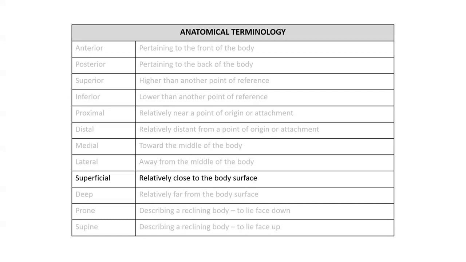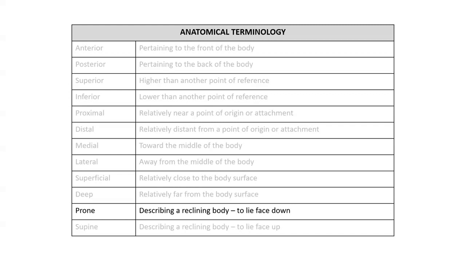Superficial is when something sits relatively closer to the surface of the body. So, for example, your ribs are superficial to your heart and your lungs. And then deep is the opposite to superficial, so relatively far from the body surface. So you would say your heart and your lungs are deep to your ribs. They sit further inside your body.